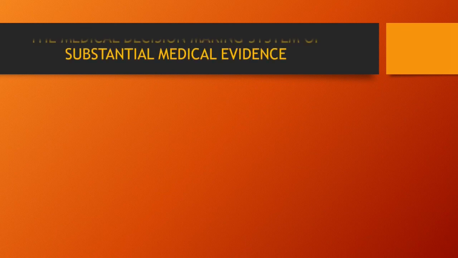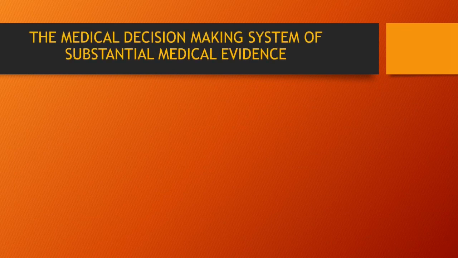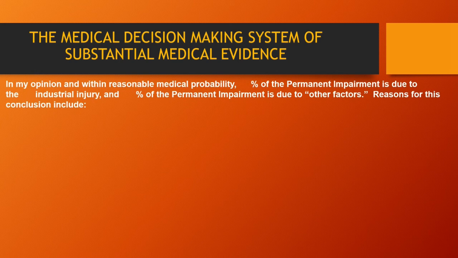Okay, so within the body of your report, this is going to look as follows. And this is just an example, but you're going to start by giving us the conclusory portion of your opinion. And you'll say, in my opinion and within reasonable medical probability, 70% of the permanent impairment is due to the January 1st, 2020 industrial injury, and 30% of the permanent impairment is due to other factors.